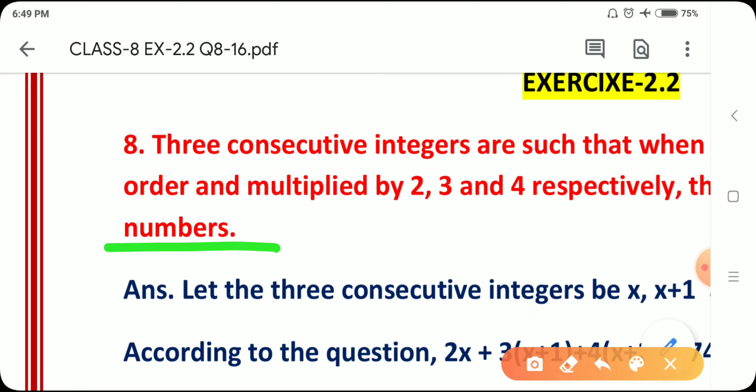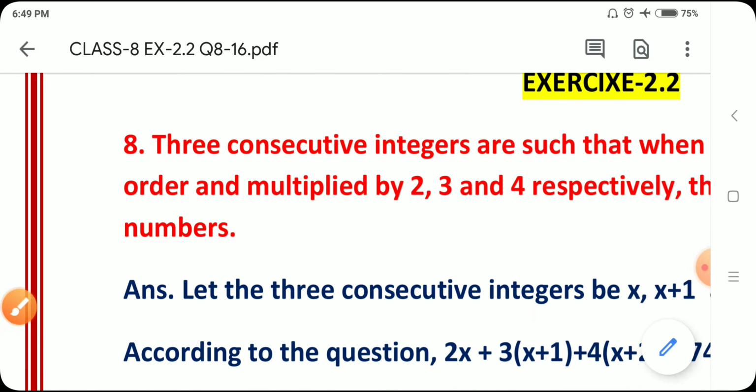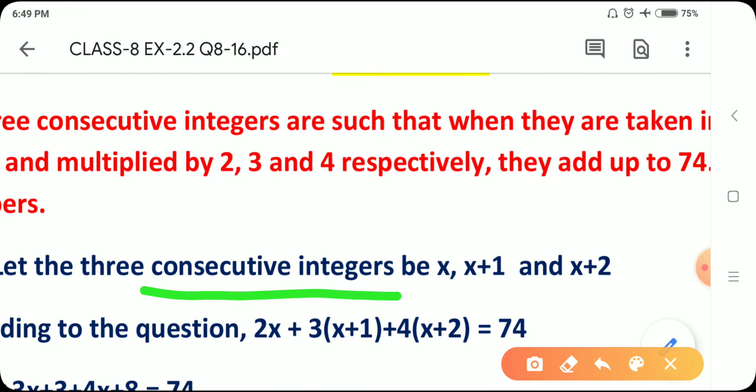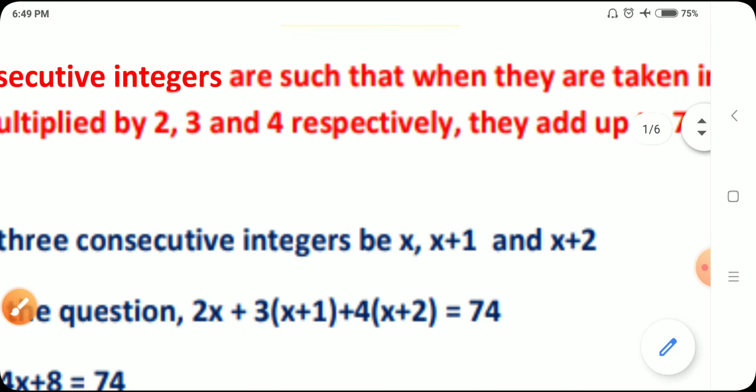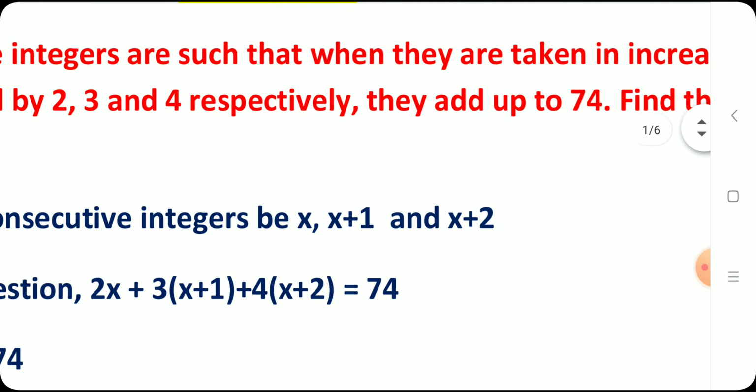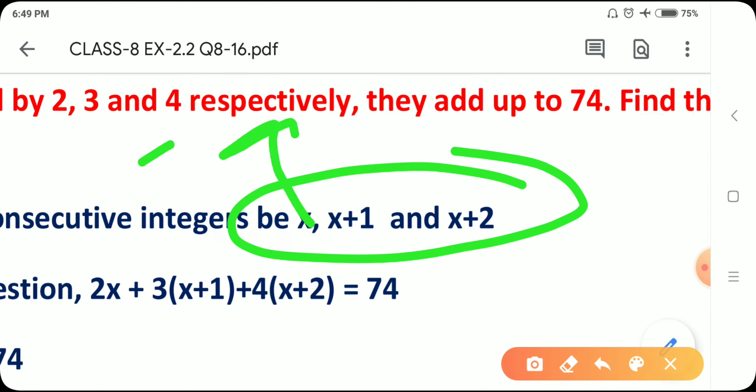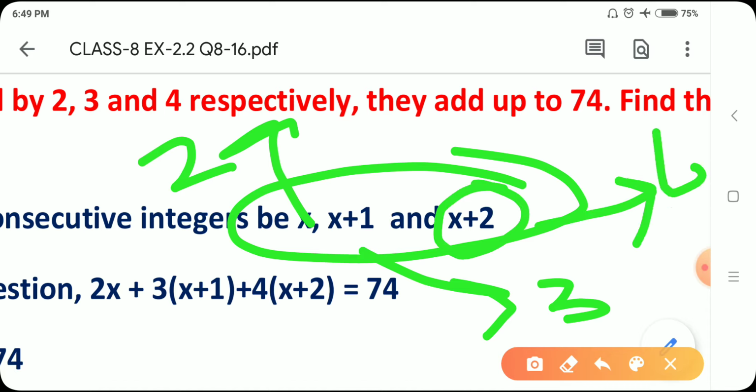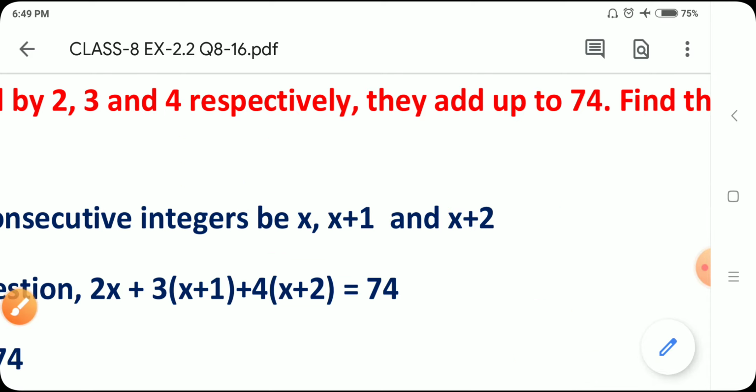We know that consecutive integers are numbers like 1, 2, 3, one after the other. So let us take the three consecutive integers to be x, x plus 1 and x plus 2. These are multiplied by 2, 3 and 4 respectively: the first by 2, the second by 3 and the third by 4.